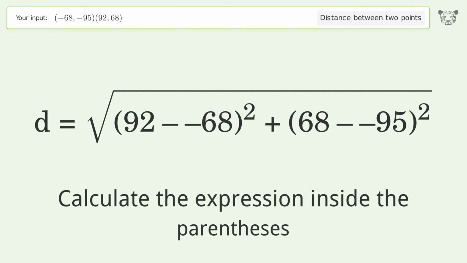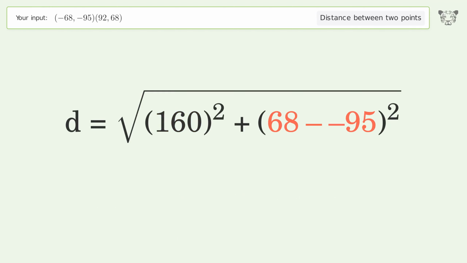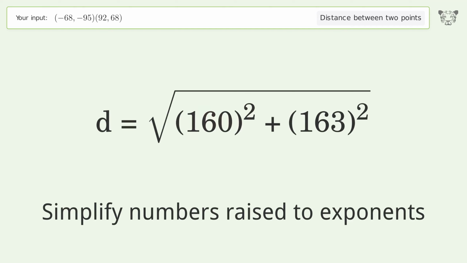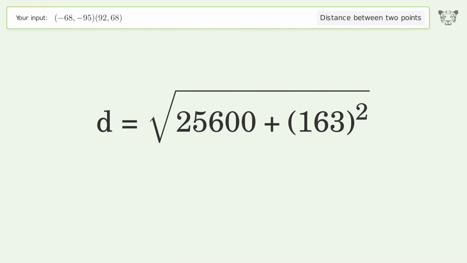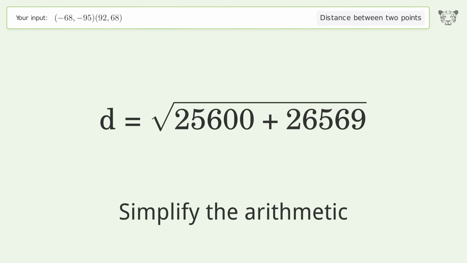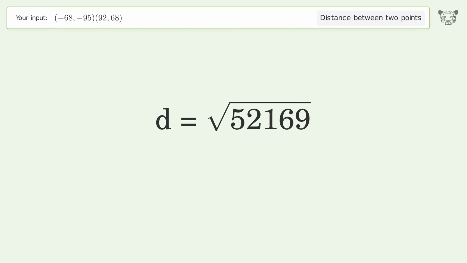Calculate the expression inside the parentheses. Simplify numbers raised to exponents. Simplify the arithmetic. And so the distance between the 2 points is the square root of 52,169, or 228.405.